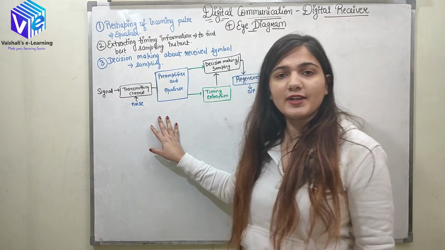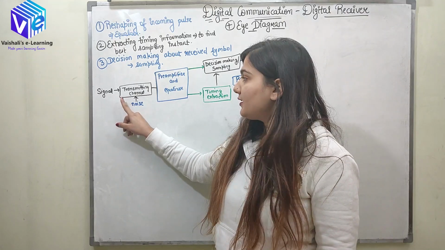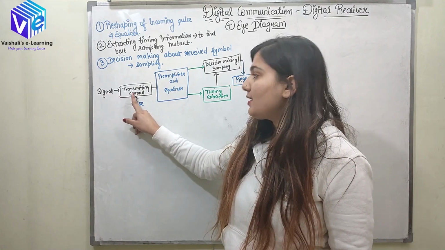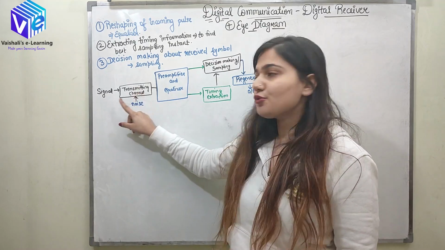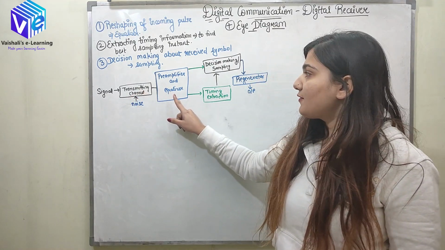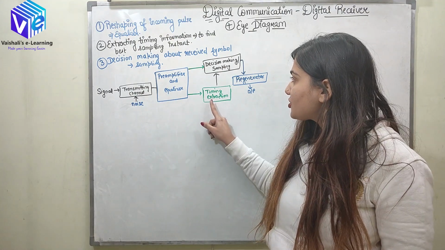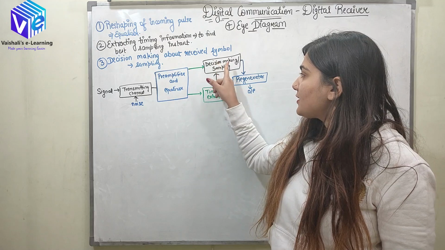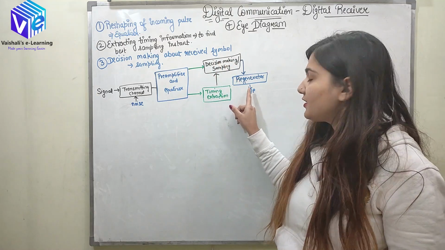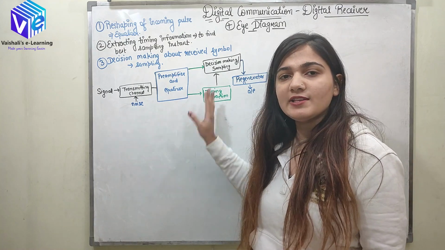So this is the block diagram of digital receiver. So we have the transmitting channel. In the transmitting channel, signal and noise are there. So signal is mixed with the noise in the transmitting channel. After that, we have preamplifier and equalizer. After that, timing extraction and decision making or sampling block. After that, regenerator, from which we'll get the output. So let's discuss all these blocks.